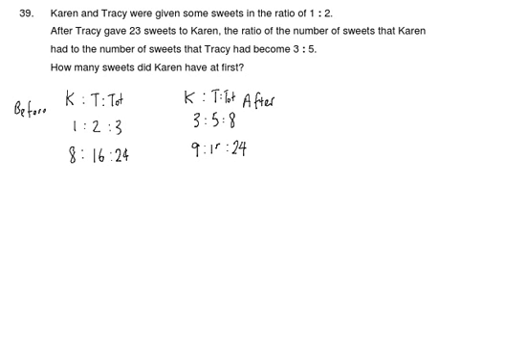So Tracy gave 23 sweets to Karen. So Tracy is 16 units at first. She became 15 units, right? So 1 unit equals to 23. So how many sweets did Karen have at first? How many units does Karen have at first? 8 units, right? So 23 multiplied by 8 equals to how much is it? 184.